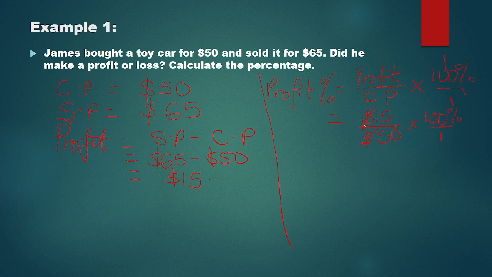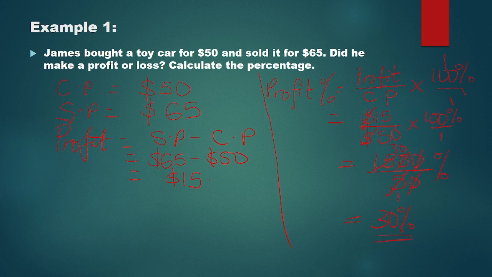Dollar will take out dollar. So if I multiply fractions, I'll have 1500 divided by 50. Don't forget your percentage symbol. I can also take out the zeros, so I simply have 150 divided by 5. 5 in 15 is 3, 5 in 0 is 0, and 5 divided by 5 is 1. So we are simply left with 30%. So it means that James made a 30% profit.